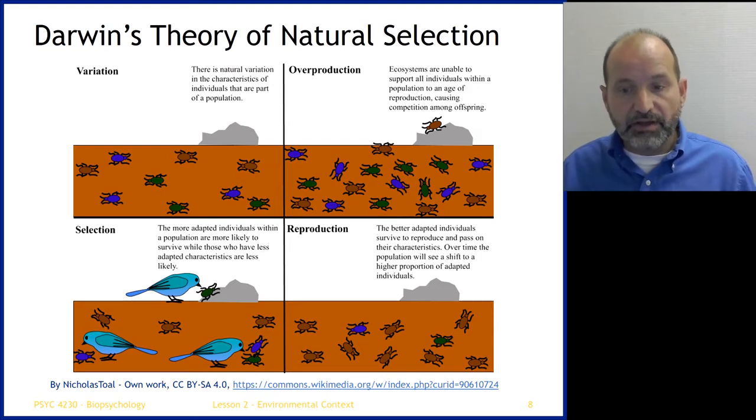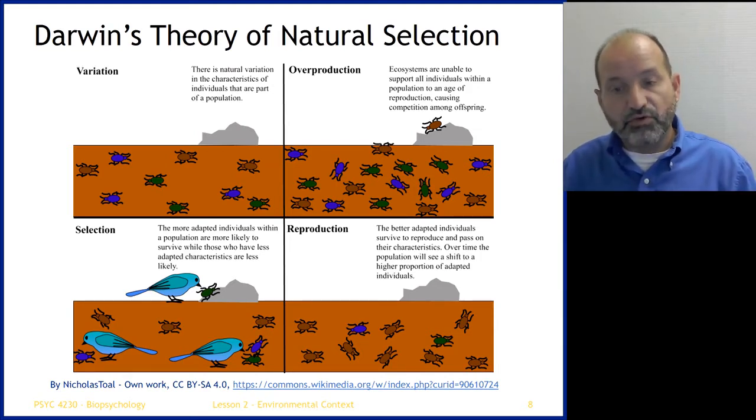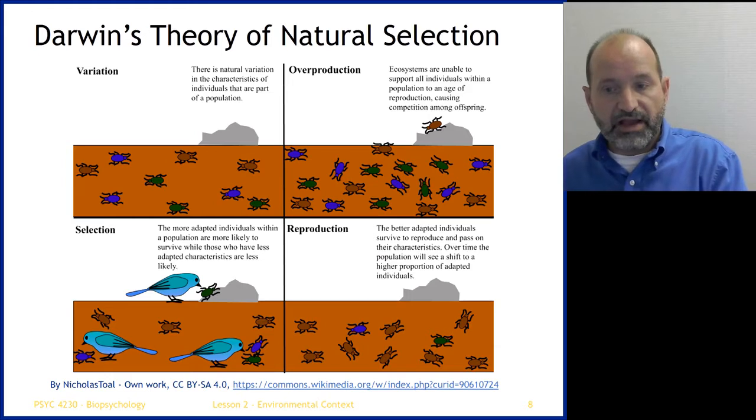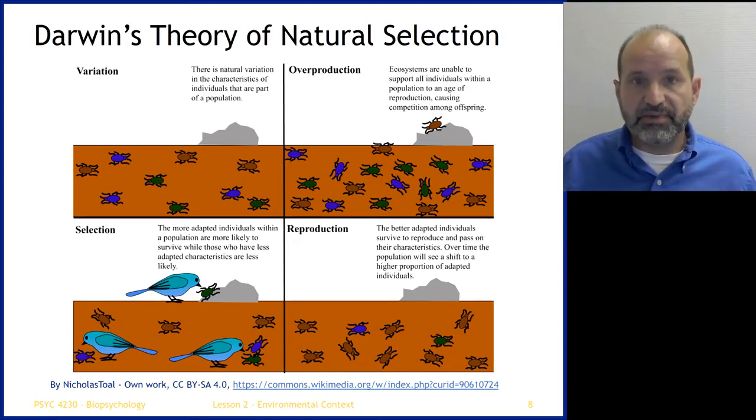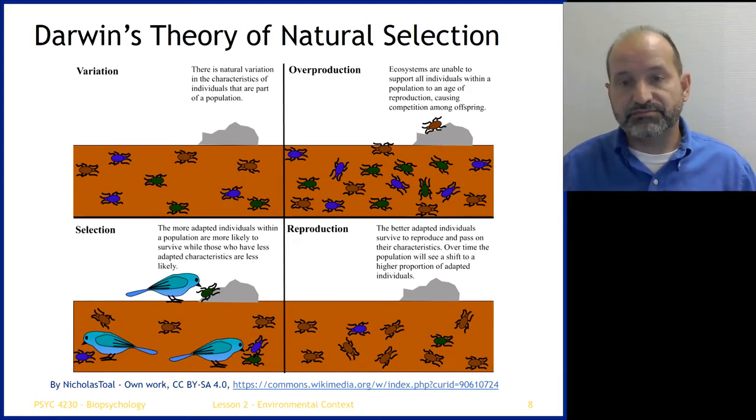Over time, what that means is that the trait that is more adaptive spreads through the population, and now you have a higher proportion of individuals that have that adaptive trait than you did before. This is the basic idea of natural selection.